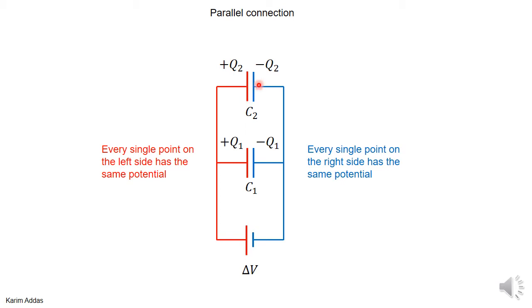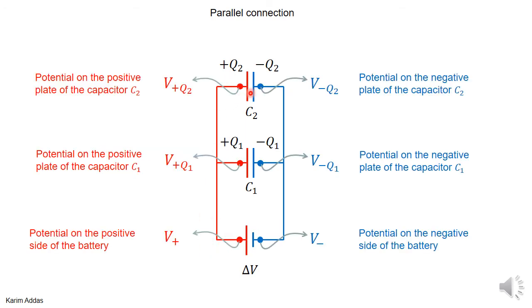The same thing for the right side. Any point on this plate or this wire, or this plate or this wire, or the right side of the battery, all this is at the same potential. There's a potential difference across the battery, there's a potential difference across this capacitor, and there's a potential difference across this capacitor. But if you're on the right side, all the potential is the same. If you're on the left side, the potential is all the same. So let's identify some points here, and we'll see what the relation of the potential is for these points.